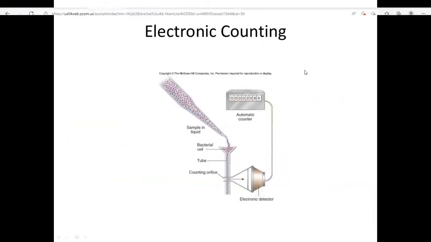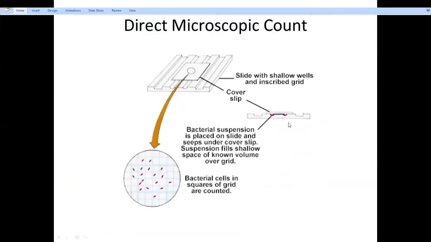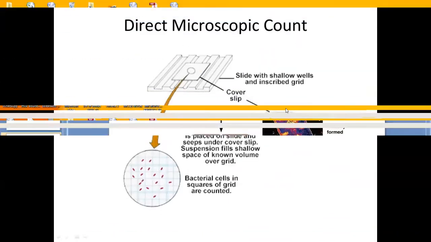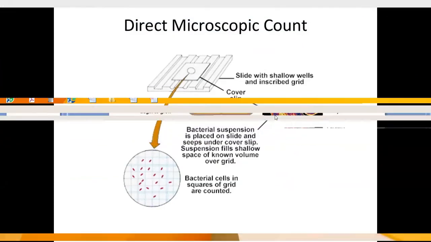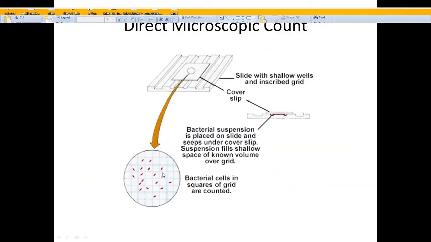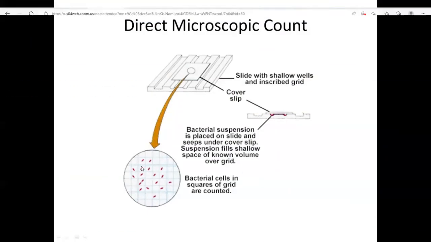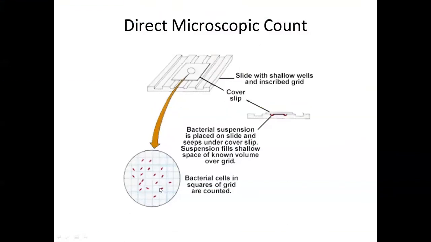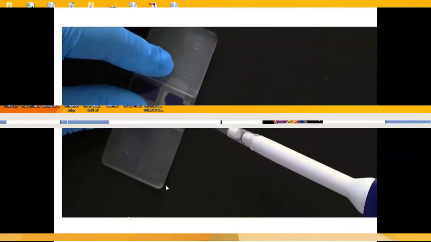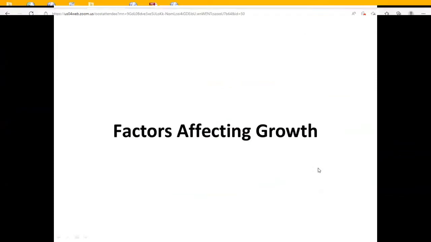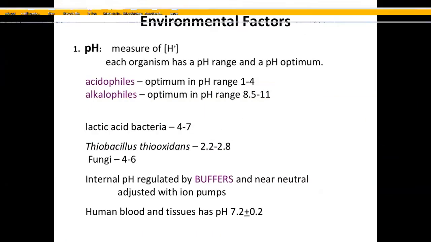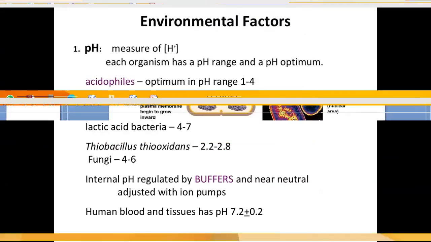And electronic counting, there is a machine for detecting the cell count using electronic counters. Similarly, direct microscopic count: here you have to put the culture onto a slide, and then put the slide under a microscope, and these lines will be there. You have to count the number of cells in each square, then you can get the count of the number of cells in the given media. Here, like this. This is the grid where you can count the cells. And this we have discussed in the last presentation itself.